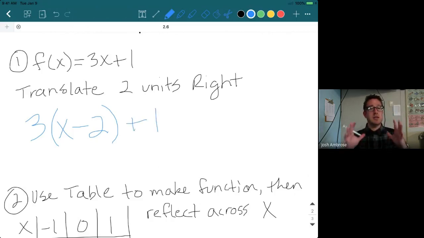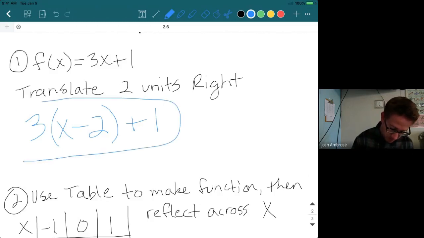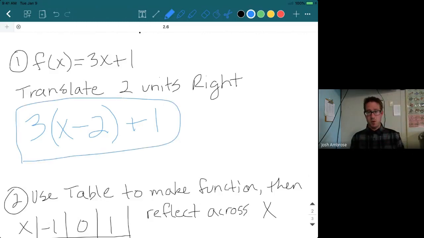Okay, so let's review. If you want to have a horizontal shift, which means translating it left and right, you will put the extra part inside parentheses only with the x. If you want to go right, put minus. If you want to go left, put plus. All right, this is our solution for number 1.